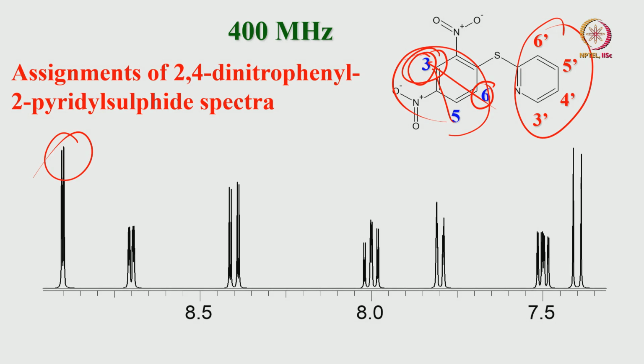And then you look at the other thing. If you look at this one, it experiences an ortho coupling and a meta coupling. This has to be a large doublet because of the ortho coupling of around 8 hertz, and then a meta coupling of 1.5 hertz. It is going to be a doublet, and each line of the doublet is split into a doublet. It is a doublet of doublet like that.